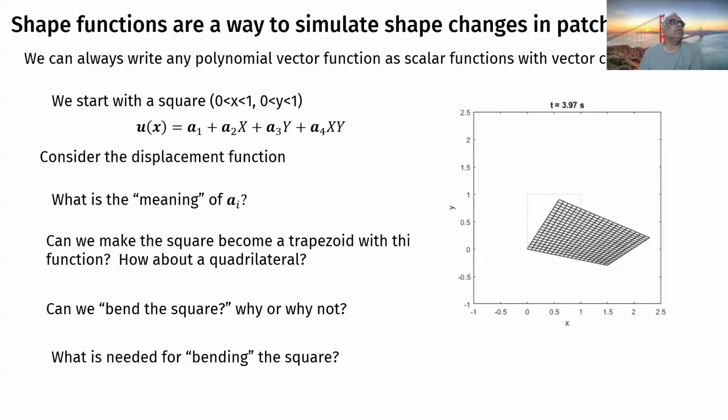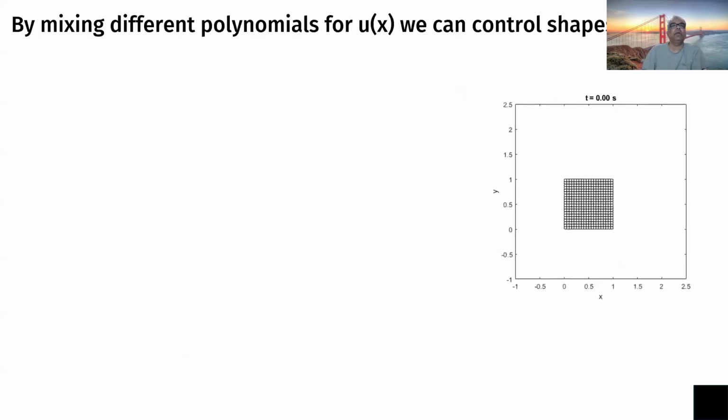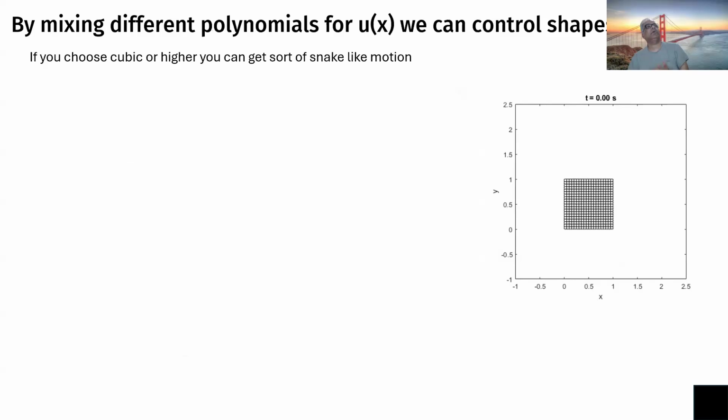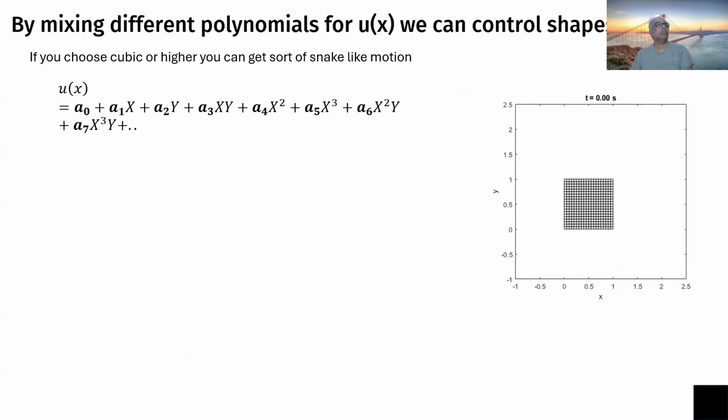So I'll show you, you can generalize this quite a lot by mixing different polynomials for ux. We can control whatever shape we want. If you choose cubic or higher, you'll get a sort of snake-like motion. Okay, if you pick u of x is a0 plus a1x plus a2y plus a3xy plus a4x squared plus a5x cubed plus a6x squared y plus a7x cubed y, whatever. Pick something, put a0, a1, a2 vectors, whatever you like, you'll get all kinds of shapes. You have lots of degrees of freedom.